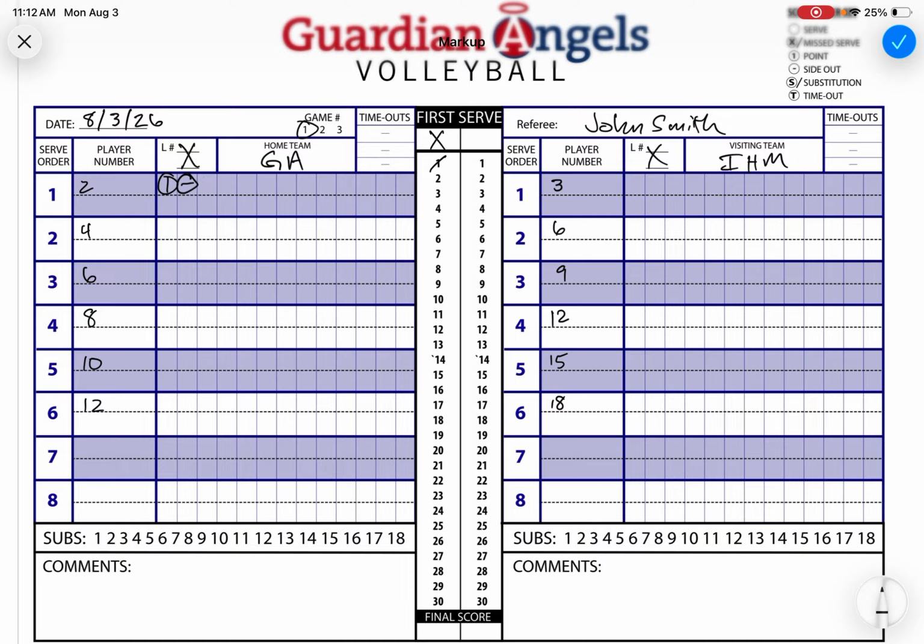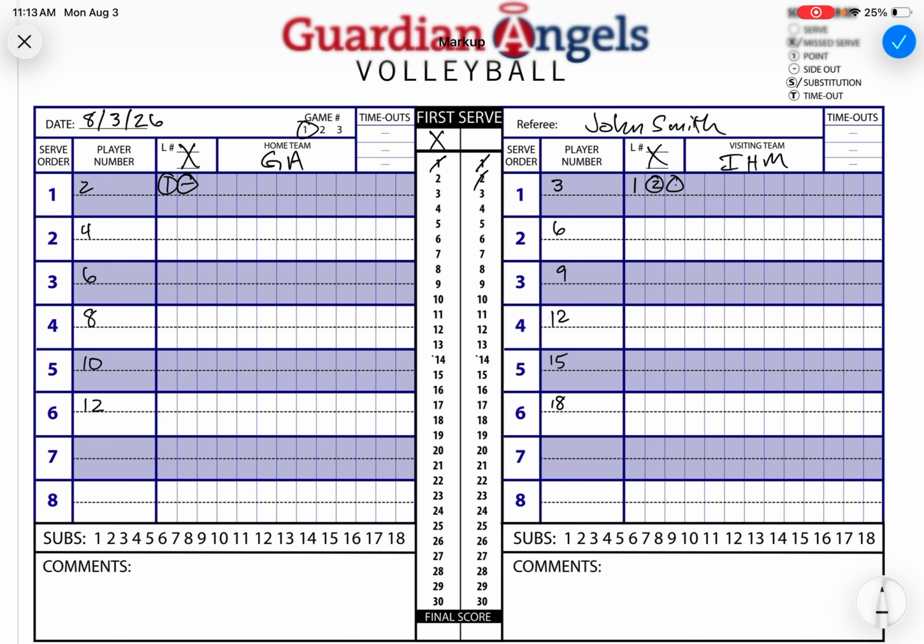They miss their serve, so you put a dash when they miss. You add a point for IHM, and you want to put a 1 for number 3 without a circle because they did not serve it. That indicates that the point was awarded by side out. So they go back to serve. Let's say they score a point, mark off the point in the center as well.